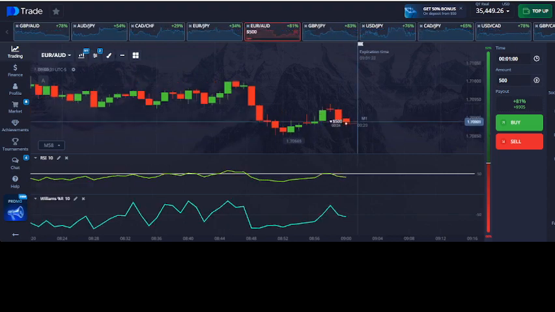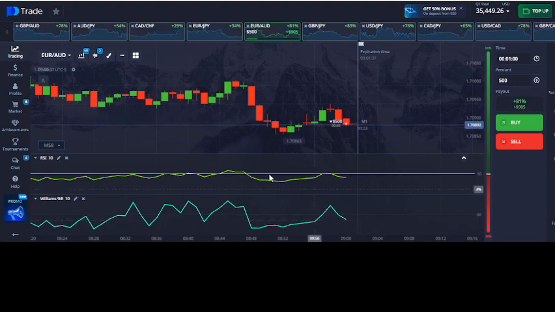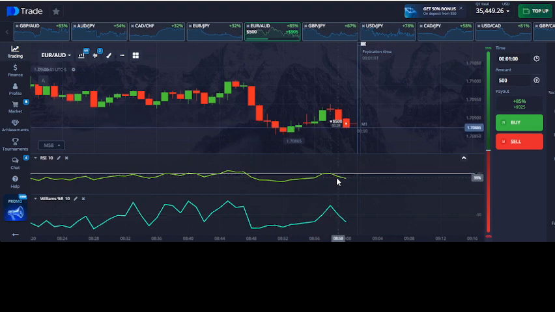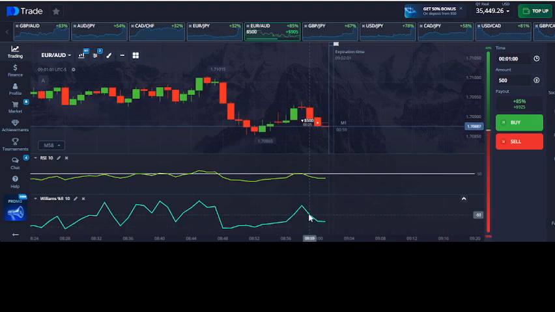Okay, so I'm on the euro dollar Australian dollar currency pair here, and I just took a sell trade. Now the reason why I took the sell trade is if we look at the RSI indicator here, the line crosses below the 50 line here in a downward direction, number one. And secondly, the Williams percent R line crosses below this 50 line as well here in a downward direction.